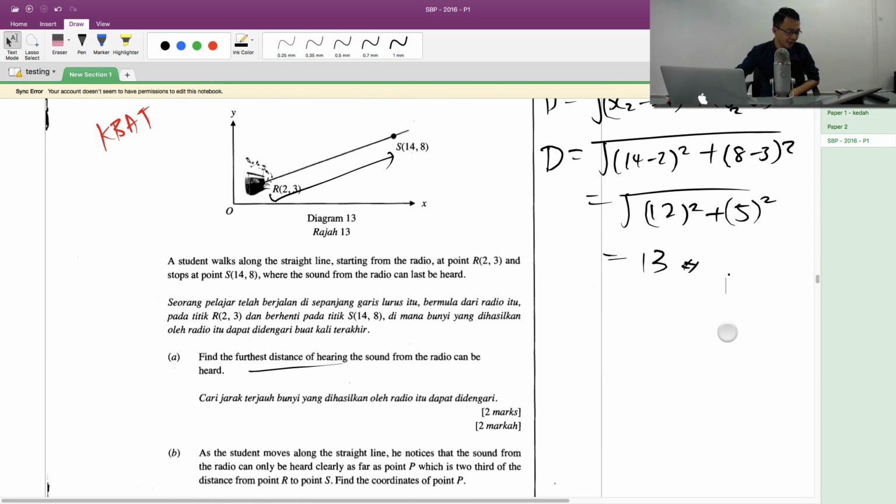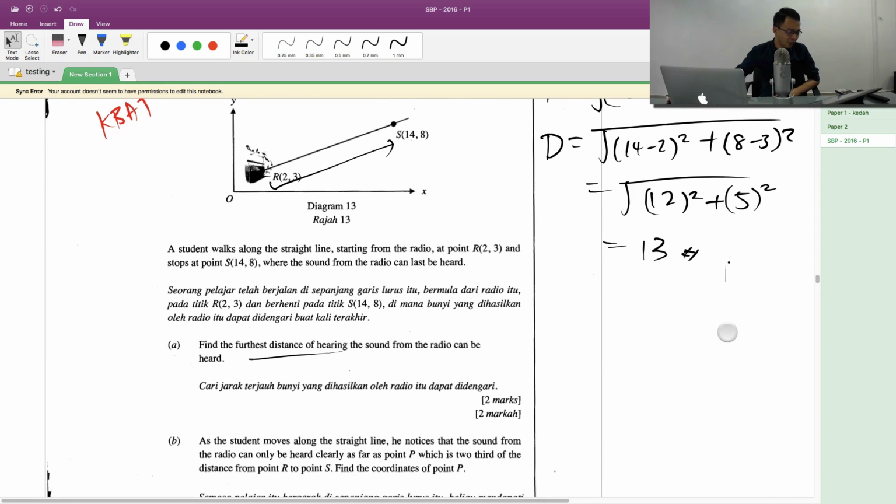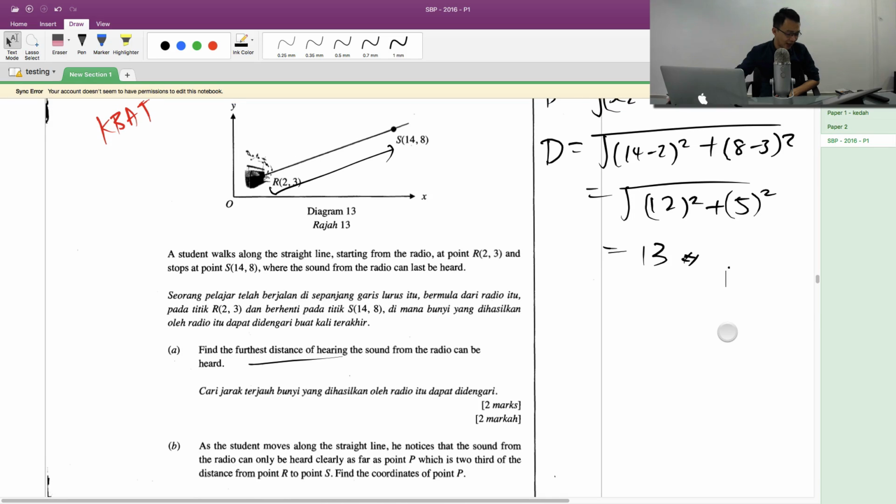Then the next thing is, as the student moves along the straight line, he notices the sound from the radio can be heard clearly as far as point P, which is 2/3 of the distance from point R to S. Find the coordinates of P.